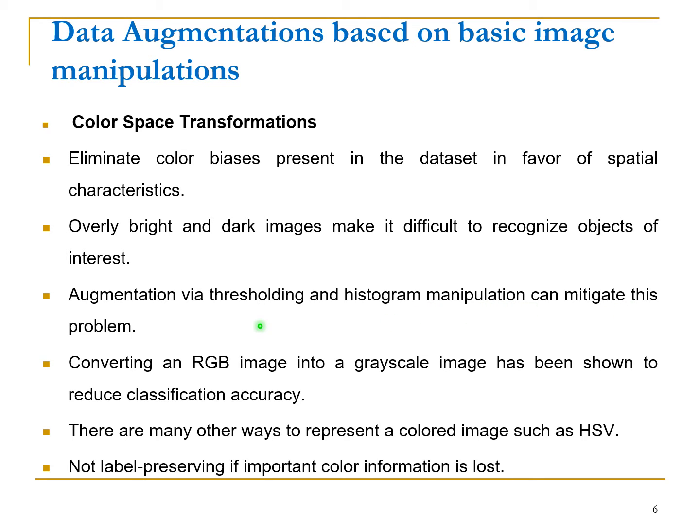However, a word of caution here: if we convert an RGB image into a grayscale image, it does not improve classification accuracy. Rather, it has been shown to reduce classification accuracy. Hence, if we want to transform an RGB image into another space, we may go to HSV space, etc. And color space transformations may not be label preserving if important color information is lost. For example, if an image contains blood in red color and we manipulate red color beyond a certain extent, then in the transformed image the blood may not be visible.